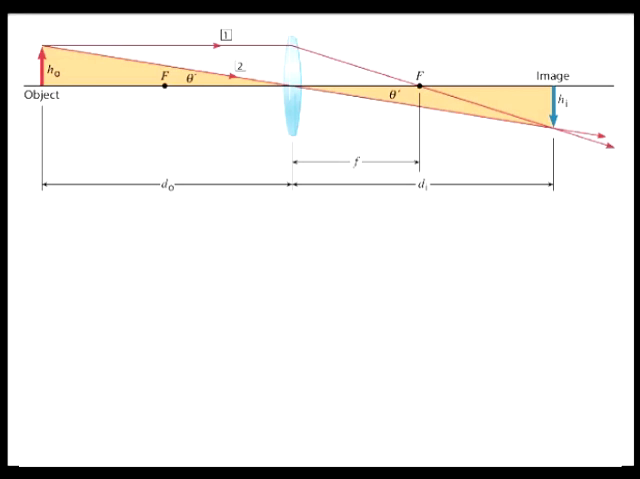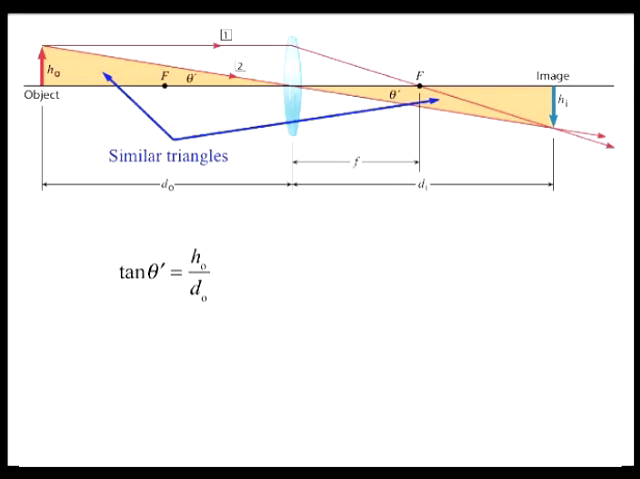Both the object and image are perpendicular to the principal axis, and therefore the shaded triangles formed by the ray, principal axis, and the object or image are similar triangles, meaning that they all have the same angles, although the lengths of their sides differ. For the triangle on the left, we have tangent theta prime equals HO divided by DO. For the triangle on the right, or image side of the lens, we have tangent theta prime equals negative HI divided by DI, where the minus sign arises in the numerator since the image is inverted and to ensure that tangent theta prime is a positive quantity.